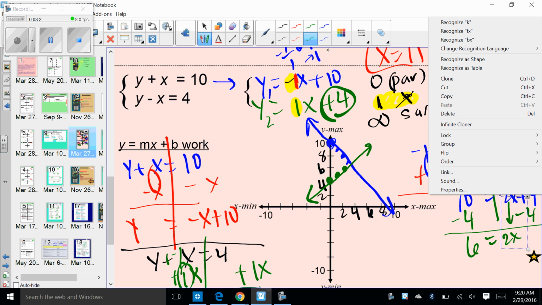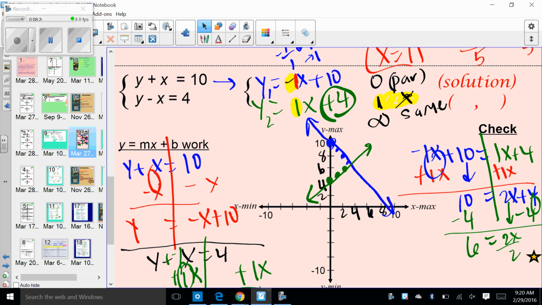We're going to divide each side by 2. Divide by 2, copy, paste. So we get 3 equals x. So our 3 is our POI for our x term. We need to go back in here and find it for our y term.